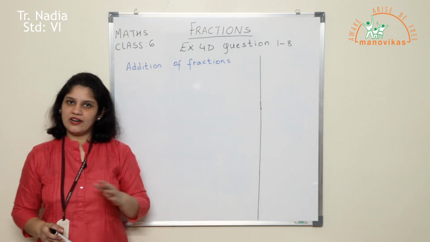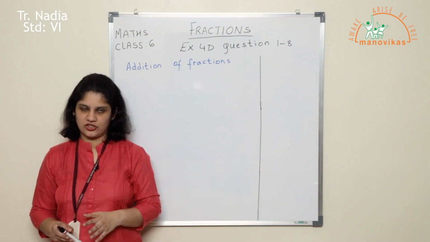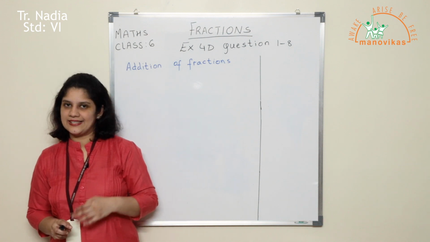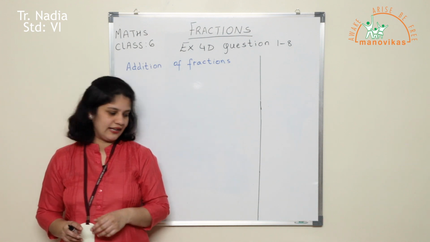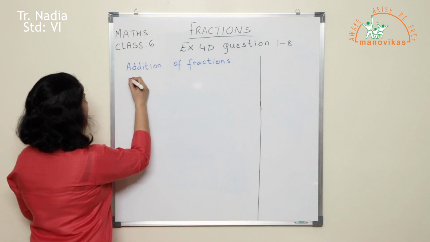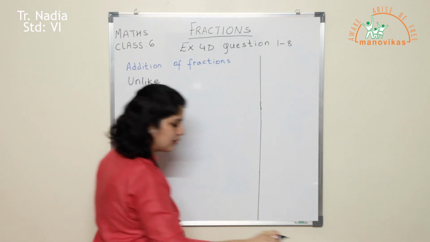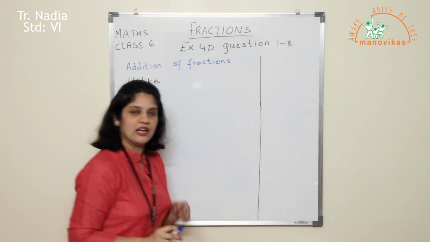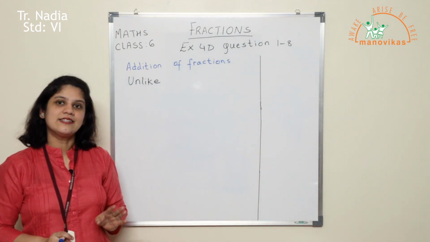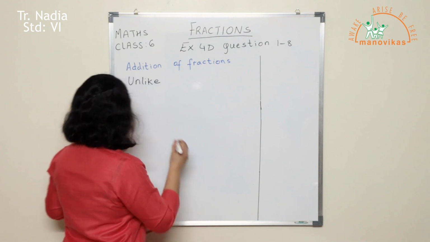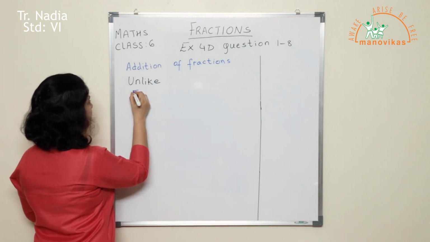Okay, so you all have understood how to solve like fractions. Now I will show you all one example of addition with unlike fractions. So our next type will be with unlike fractions. I hope you remember what are unlike fractions. They are fractions where the denominator is not the same. Let us take an example here.